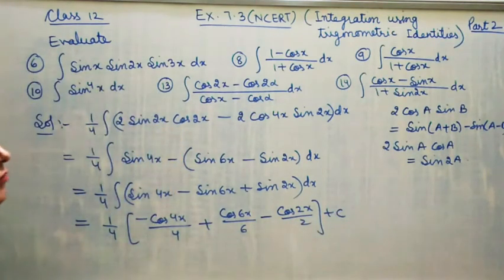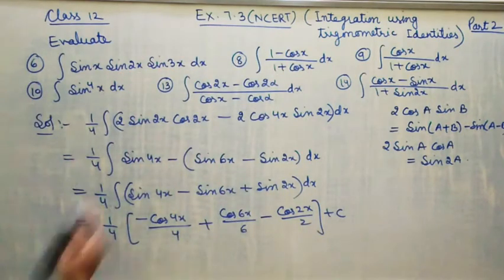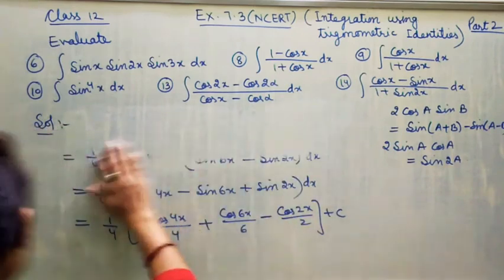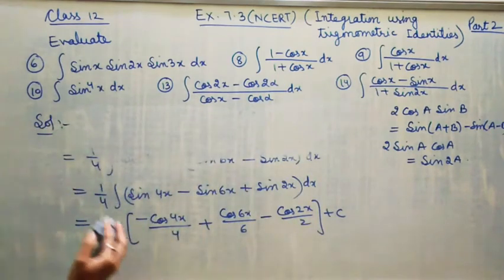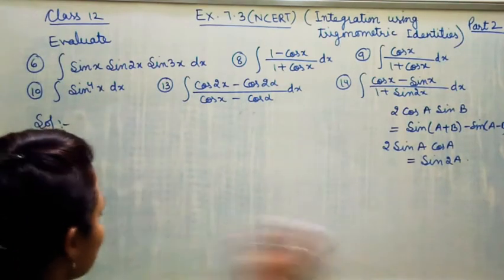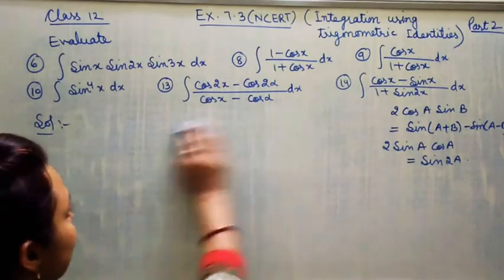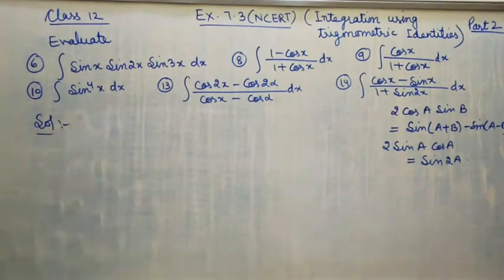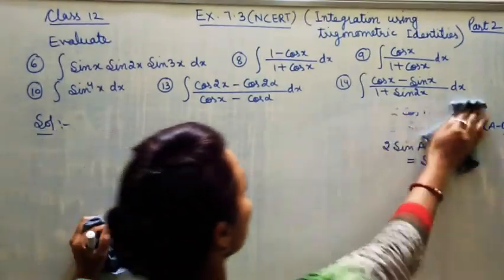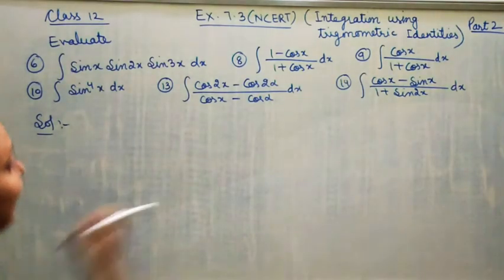So this is the way to solve question number 6. Now come to the next question. That is very simple. How can we solve it? That is very simple to find out. First of all, I will write the identities. You all know there are identities in the form of 1 minus cos and 1 plus cos. So I will apply those identities.